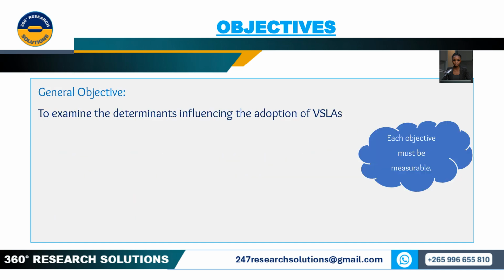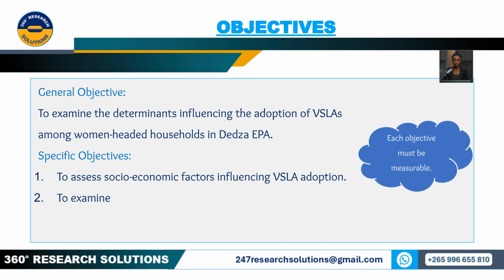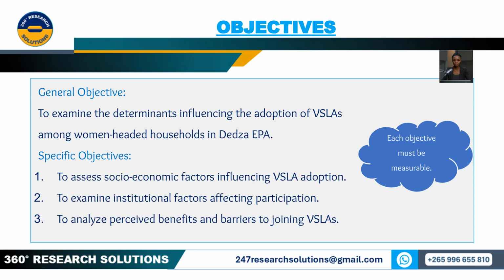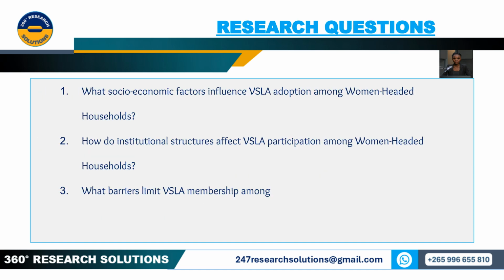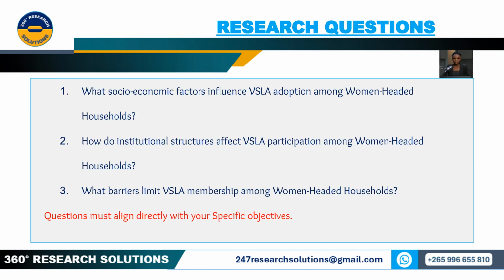The general objective is to examine the determinants influencing the adoption of VSLAs. Specific objectives include assessing socioeconomic factors, examining institutional factors, and analyzing perceived benefits and barriers. Each objective must be measurable. Research questions must align directly with your specific objectives. For instance, what socioeconomic factors influence VSLA adoption? Or what barriers limit VSLA membership?